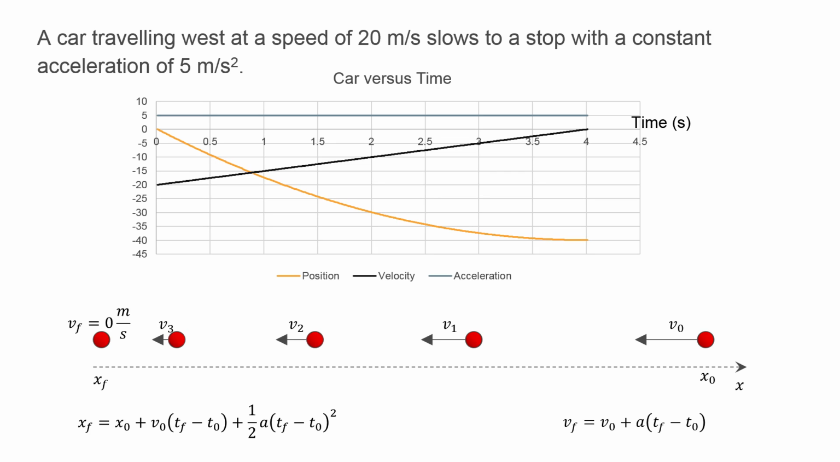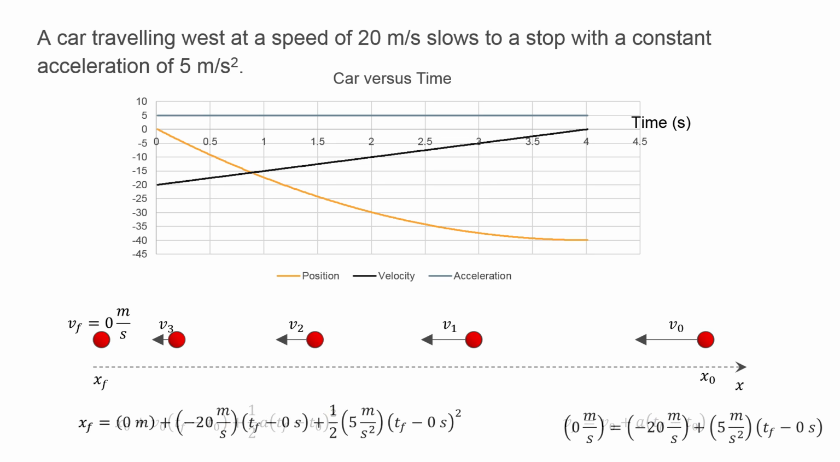From here, we could go a step further and plug the given values into our equations. An initial position of 0 meters, an initial velocity of negative 20 meters per second, an initial time of 0 is assumed, and an acceleration of 5 meters per second squared. The equation to the right quickly reduces into a value for the time at which the car comes to a rest. By these numbers, the car will take 4 seconds to come to a stop.